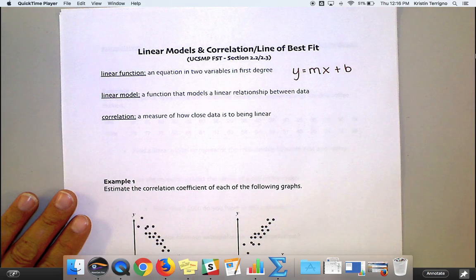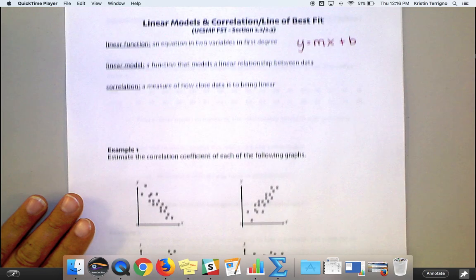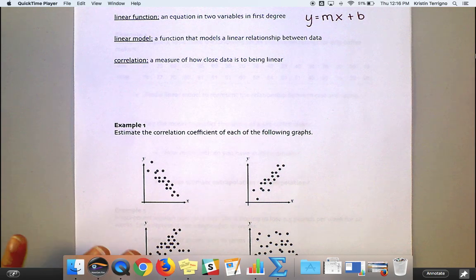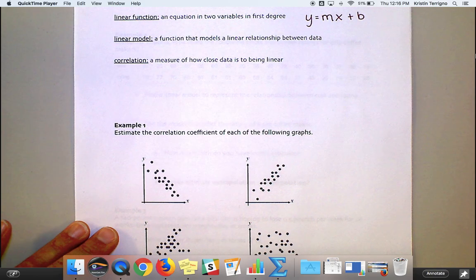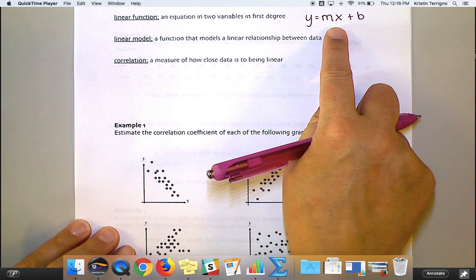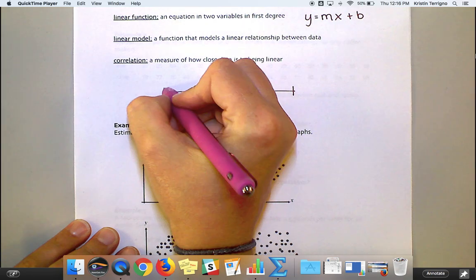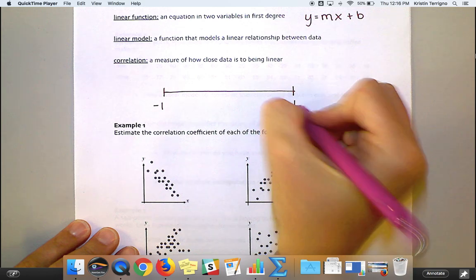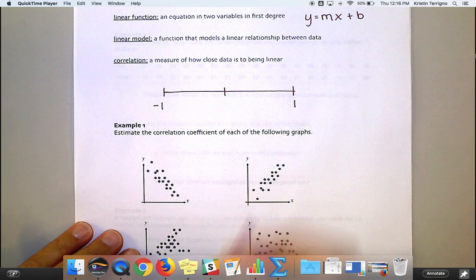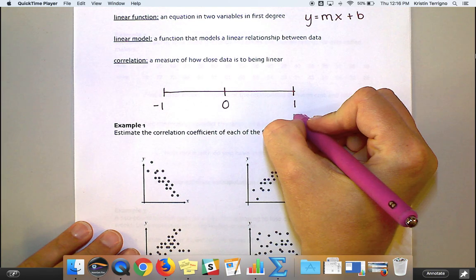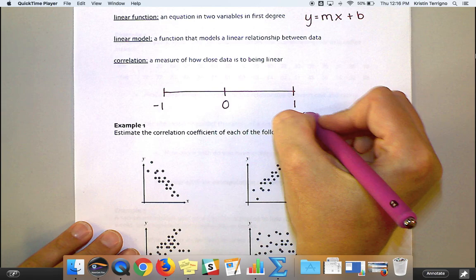And then correlation. Correlation is what we talk about when we're working with scatter plots. There's some examples of scatter plots down here at the bottom. And the correlation measures how close the data is to being in a perfect straight line. Because the closer it is to being in a perfect straight line, the better our model is going to be. So correlation is always measured on a scale from -1 up to +1, with 0 kind of in the center. Okay. A +1 correlation is a perfect, strong correlation.